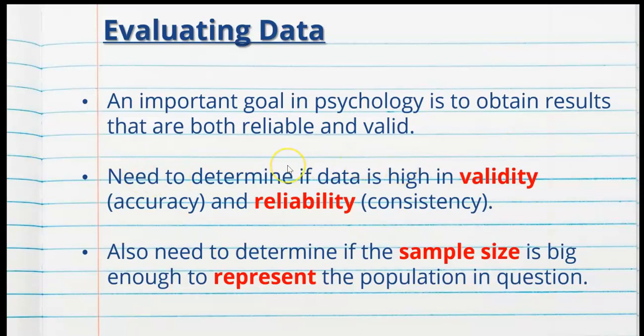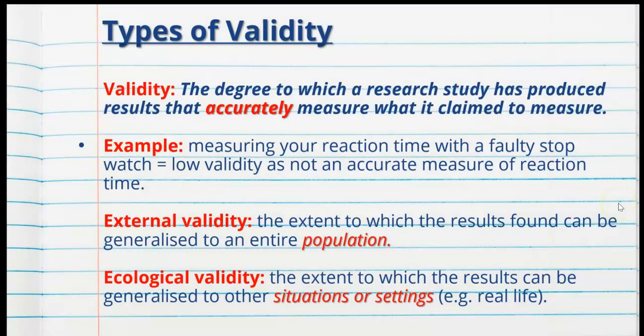So when we do research in psychology, we need to determine if our results or our data is high in validity, which is the same as accuracy, and if they've got high reliability. So they're going to be consistent if we repeat the experiment or the investigation several times. We also need to determine if the sample size is big enough to represent the population in question. So I'm going to go through all of these terms in more detail.